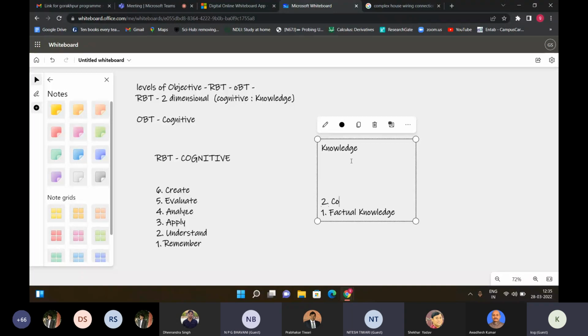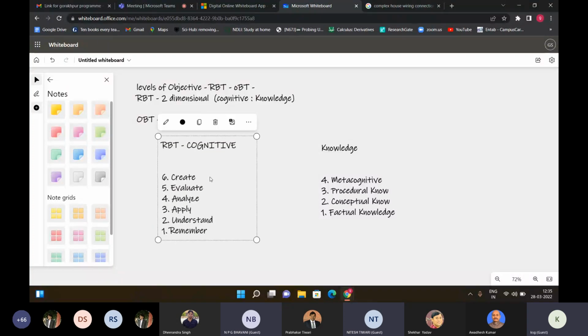The second one is conceptual knowledge. The third one is procedural knowledge. And the last one is metacognitive knowledge. So these are the different levels under this knowledge dimension. I'm not sure how many of you are framing an objective and fixing the levels as per this statement. Now, you recall our previous example.